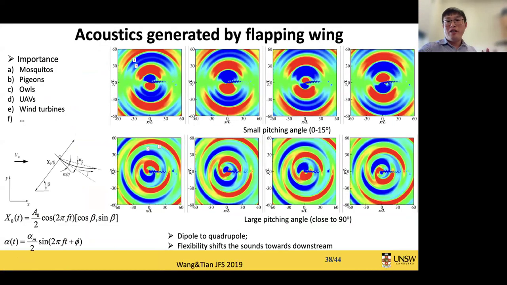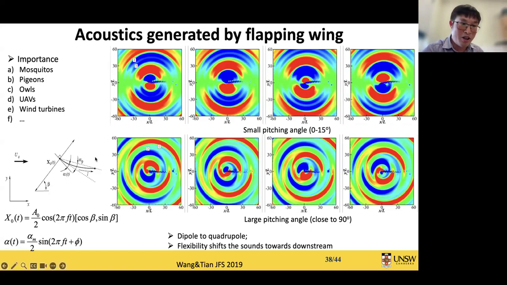Okay, the last bit is about the acoustics. I'll go through these a little more quickly because I can see that we're already at 45 minutes. Acoustics is very important. For example, we hear lots of noise from mosquitoes, some sounds generated by pigeons, and also quiet flight by owls. And this technology might be used for UAVs or wind turbines and beyond.